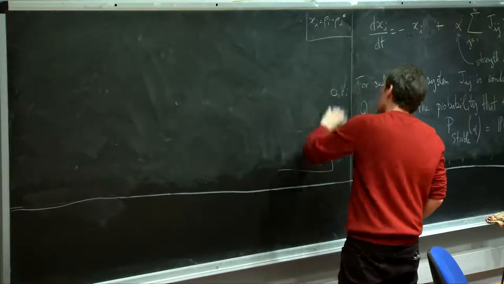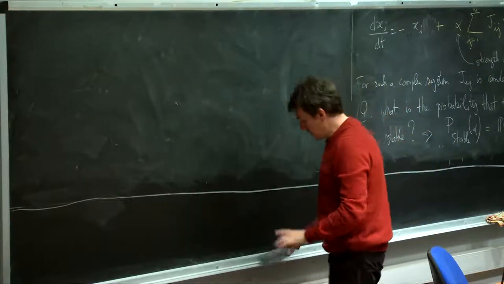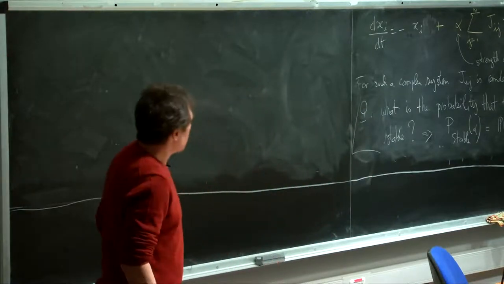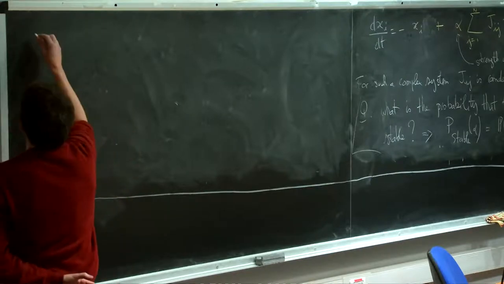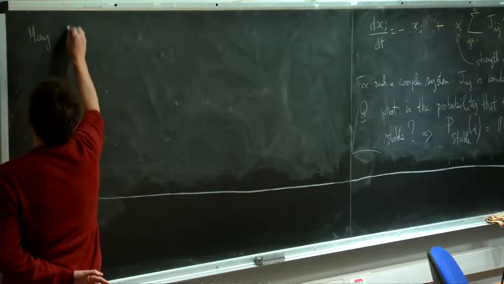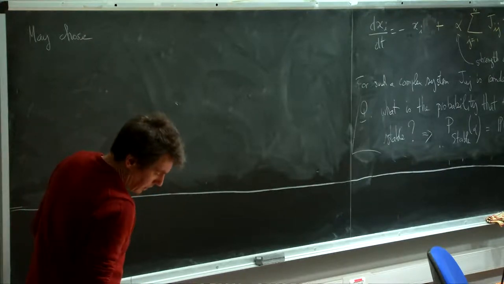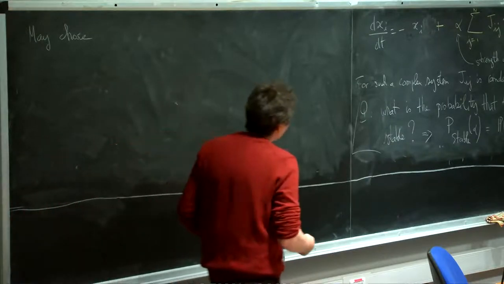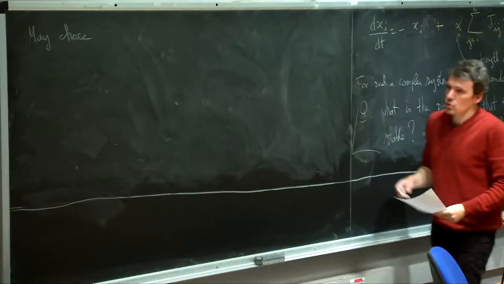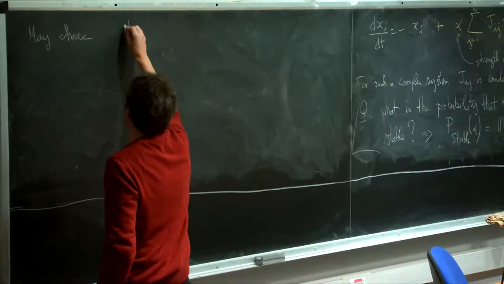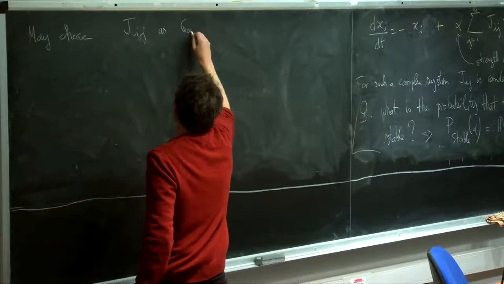So what May observed is that, he was just doing some numerics. And what May observed is something which is quite nice, under some assumptions. So what did May really do? May chose this J_ij not in a random way. If you want to have a nice large n limit, you need to choose the J_ij, as we will see a little bit later, as Gaussian random variables.